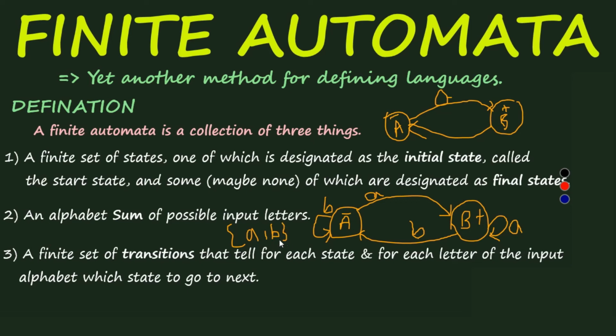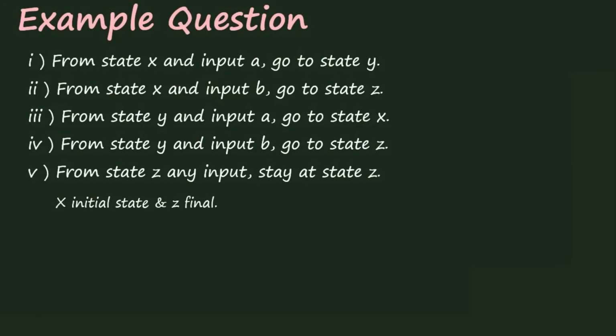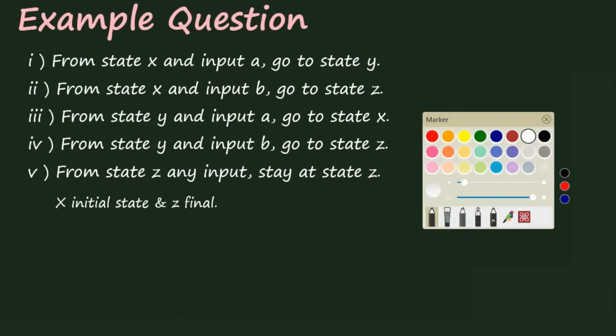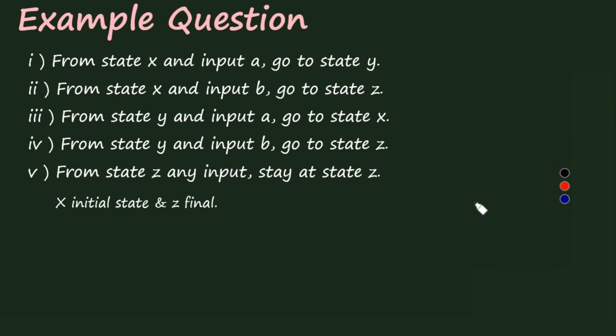Let's move on to some example questions. Here are some example questions of finite automata. Here are 5 points for drawing a finite automaton. Let us start with the first point. Here X, Y and Z are 3 states, so firstly we draw 3 states.